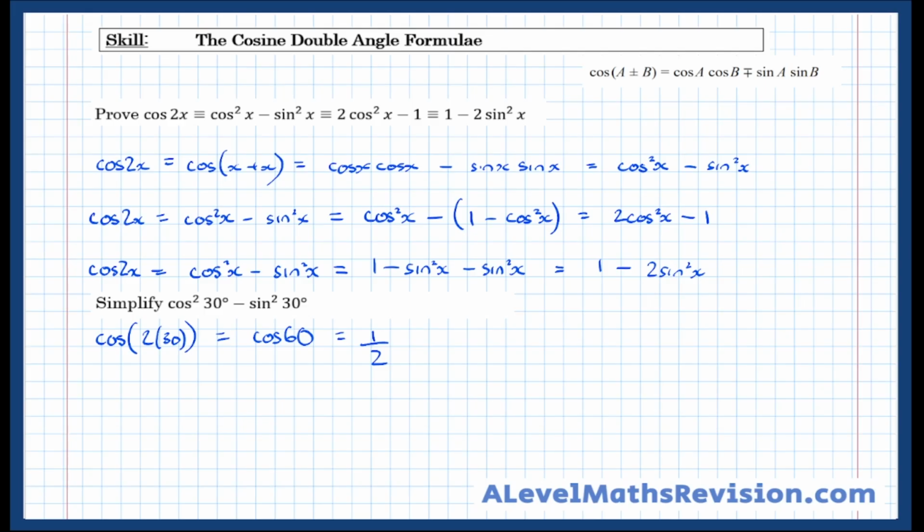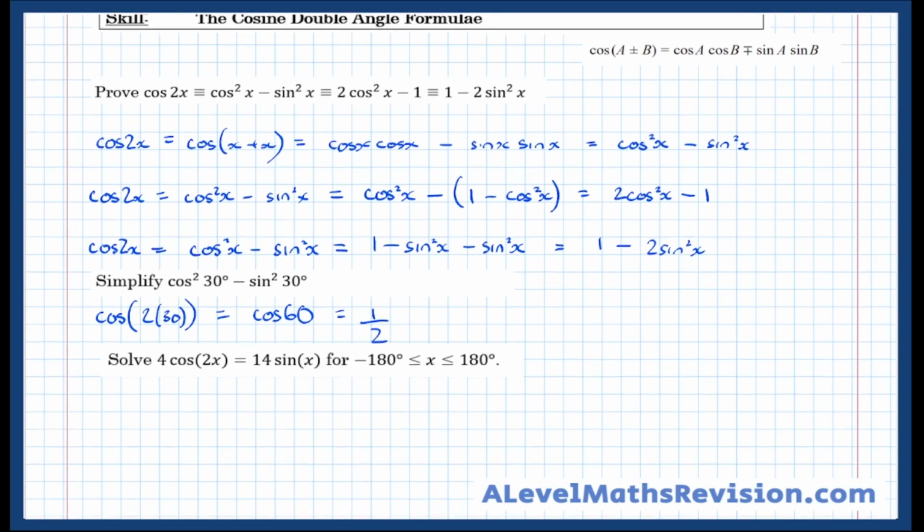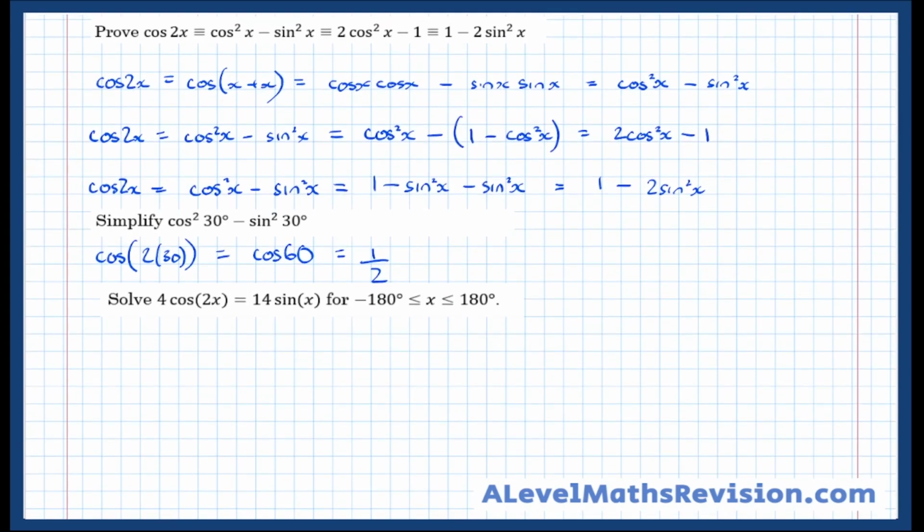Right, let's move on now to solving an equation and choosing the right formula to use in order to solve an equation. And there's an equation to solve. Now you might think you know what to do, in which case pause the video and have a go. Otherwise, let's have a go at it. So I can see that it says solve 4 cos of 2x equals 14 sine x. And we want to solve it for between minus 180 and 180 degrees. So I can see there's a sine x there and a cos of 2x there. So I've got one of 3 possible expansions I could use here.